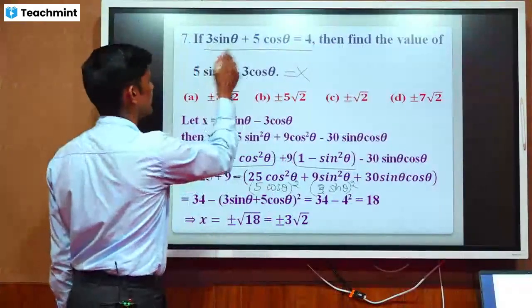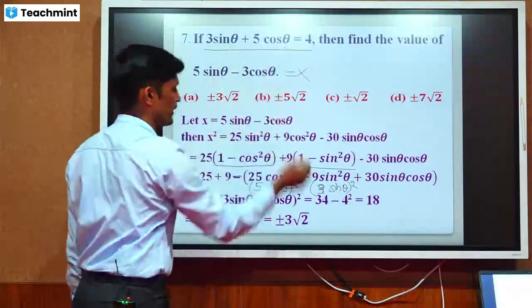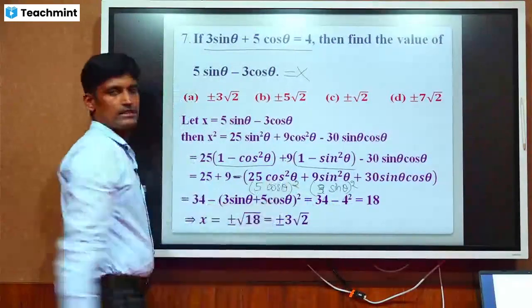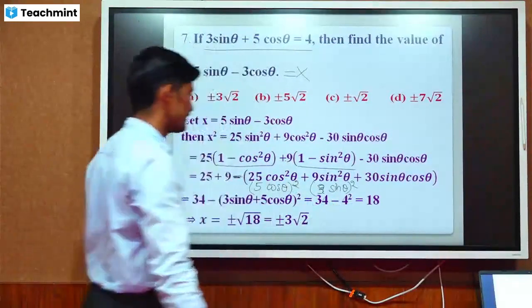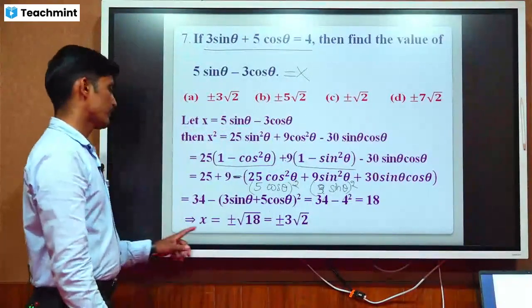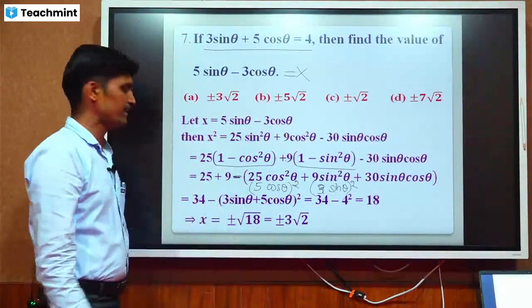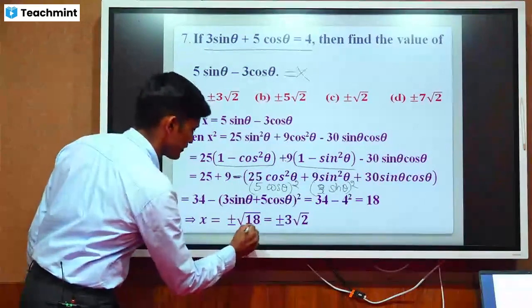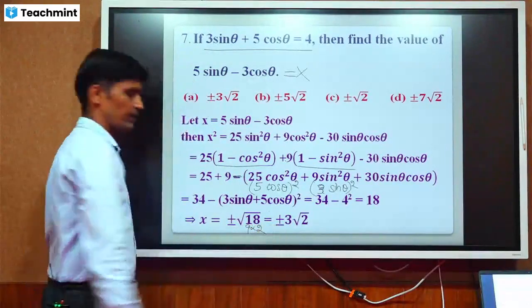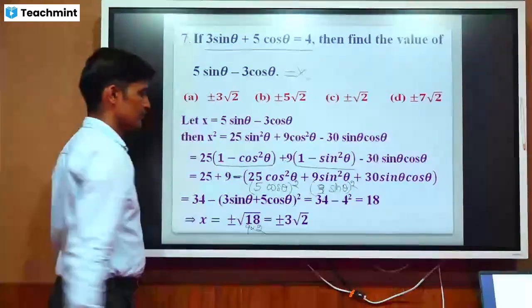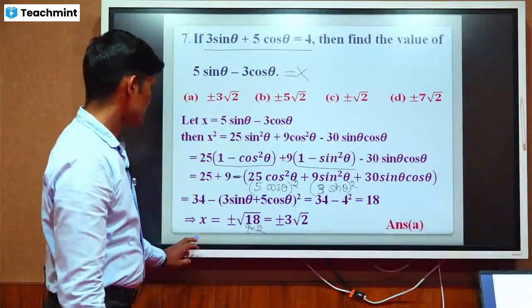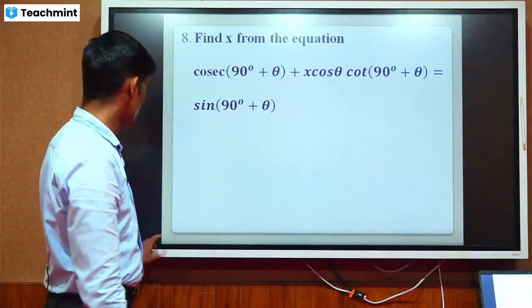Now 3 sin theta plus 5 cos theta is substituted as 4. Therefore 34 minus 16, that is equal to 18, is equal to x square. Therefore x is equal to plus or minus square root of 18. 18 can be written as 9 into 2, and square root of 9 is 3. Therefore the answer is plus or minus 3 root 2.